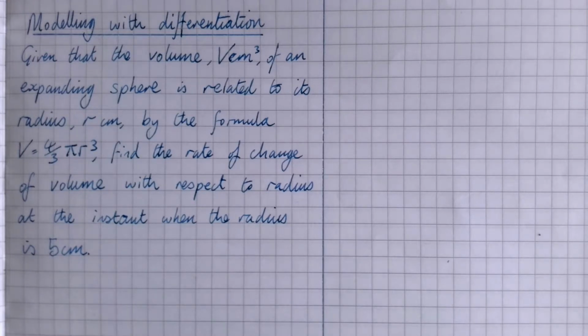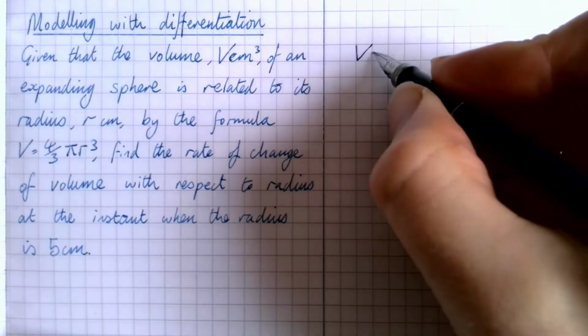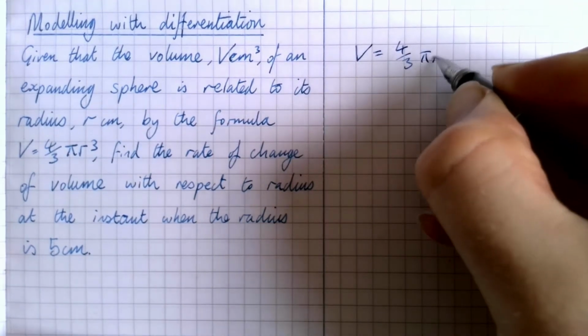But we're looking at the fact that as the radius increases, because the volume is linked to the radius cubed, the bigger the radius gets, the more the volume is going to expand faster and faster. And this question wants to know, what is the rate of change of volume with respect to radius at the instant when the radius is 5 centimeters? So at that moment, how many centimeters cubed is it getting bigger for each centimeter that the radius is getting bigger?